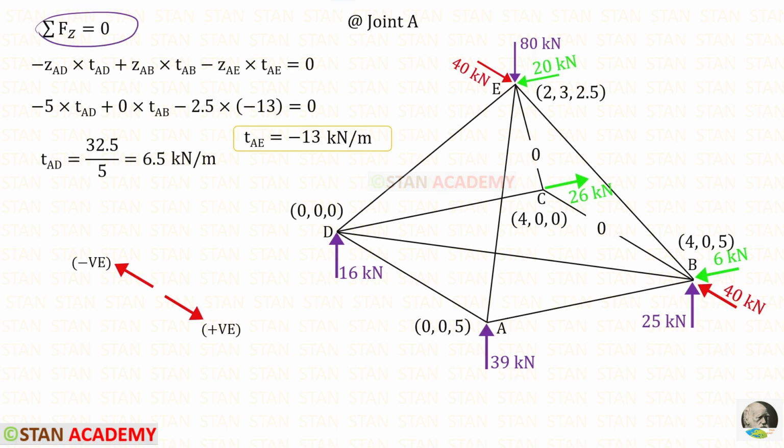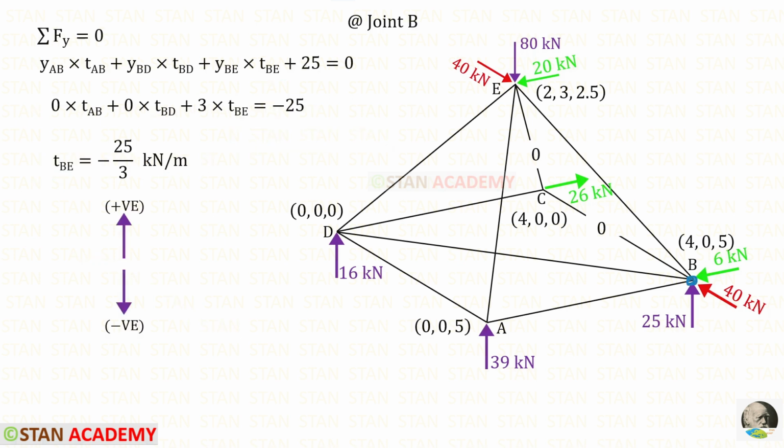Now let us apply this rule. For AB in the z direction, there is no distance, so this term will be 0. We know that in the point A, along the x direction, we have to draw a reference line. And we have kept initially, here it is negative and here it is positive. Both the terms AD and AE are in the negative side, so both of these two terms are negative. The distance of AD in the z direction is 5. And for AE, it is 2.5. We know the value of TAE. Let us apply that. For TAD, finally we will get 6.5 kilonewton per meter.